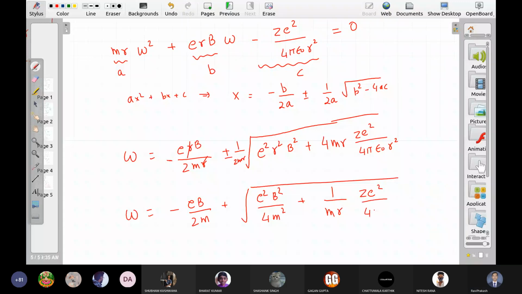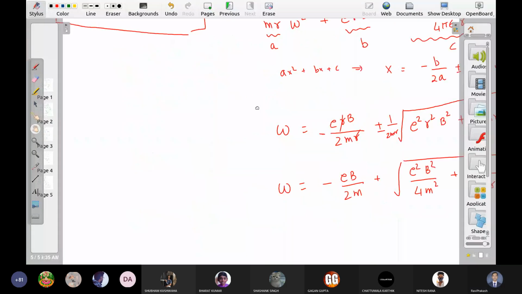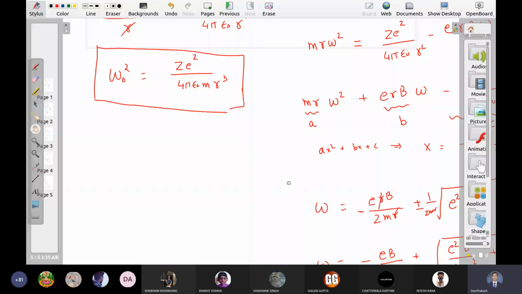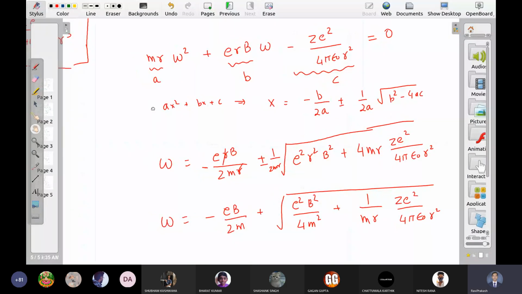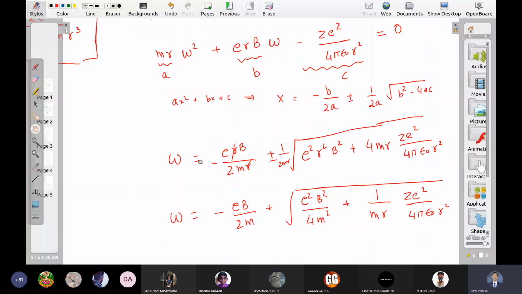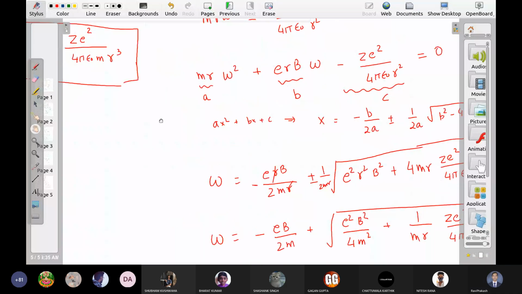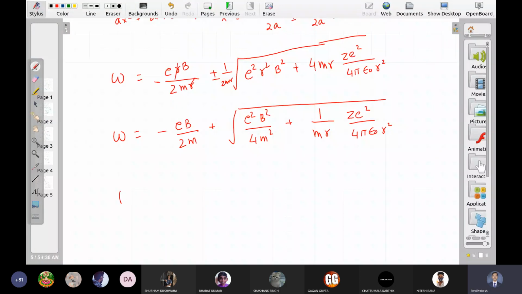Can we identify this? Okay, identify कर पा रहे हम? This is, you can see, Ze square upon 4 pi epsilon naught m r cube. So let me write it in this way. Omega is equal to minus eB upon 2m plus minus the square root of eB upon 2m whole square plus omega naught square.